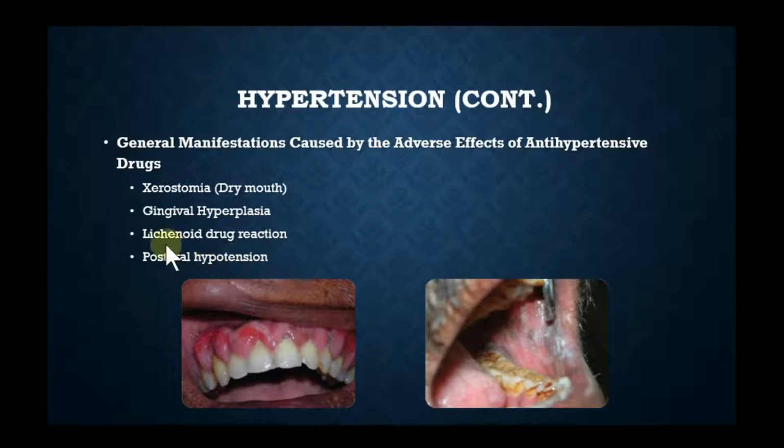Another manifestation of the antihypertensive drugs is postural hypotension. Postural hypotension can be caused by antihypertensive agents. So it's necessary to raise or change the posture of the patients slowly. For example, if we work in a supine position, we need to bring the patients to an upright position slowly. If we raise the backrest fast, then the patients might have postural hypotension.